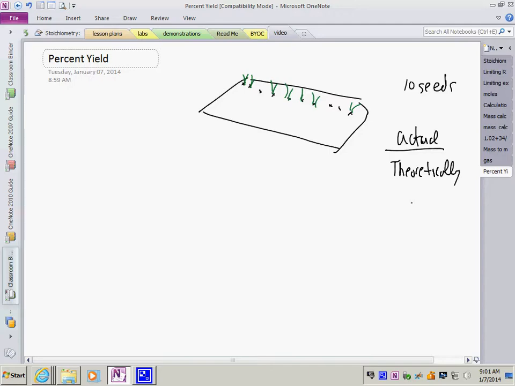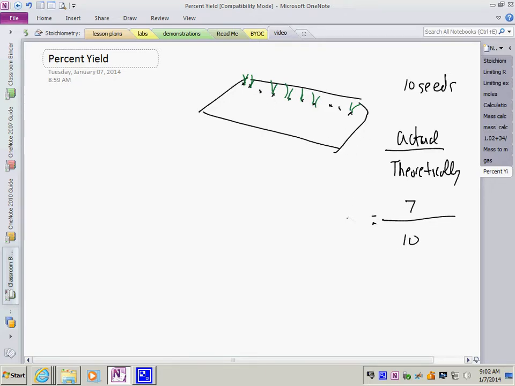Technically you wouldn't be able to get more than 10 unless you had some divine intervention, but in this case we were supposed to get 10 plants. 7 of them came up, 3 of them did not. So 7 out of 10 is the actual relationship.